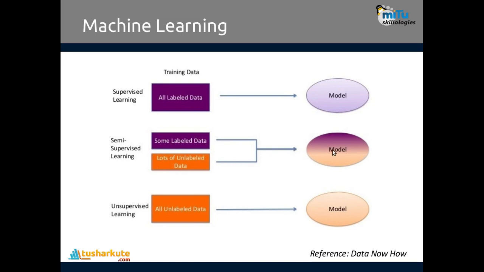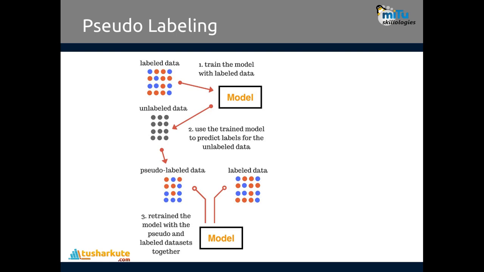This is what we call semi-supervised learning. So semi-supervised learning is a combination of supervised learning and unsupervised learning. We take from supervised learning and use it in unsupervised learning. That's what we make use of in semi-supervised machine learning modeling. Now, this concept we generally term as pseudo labeling.